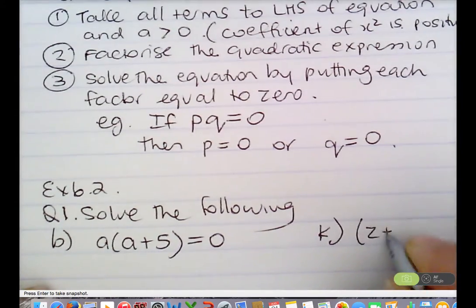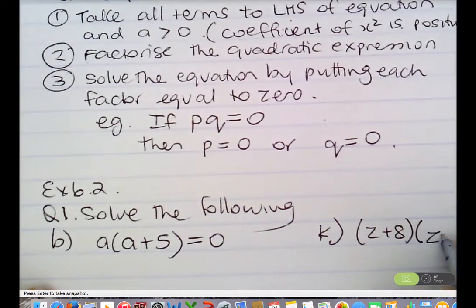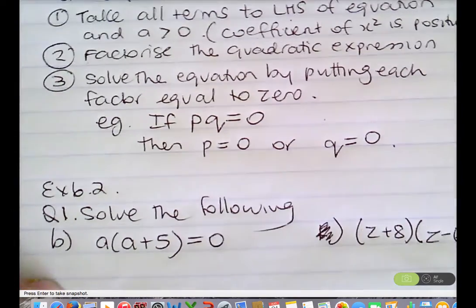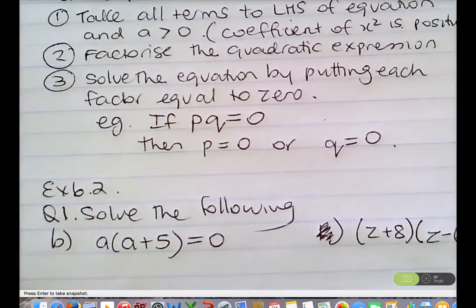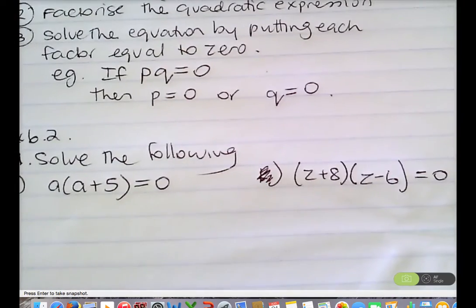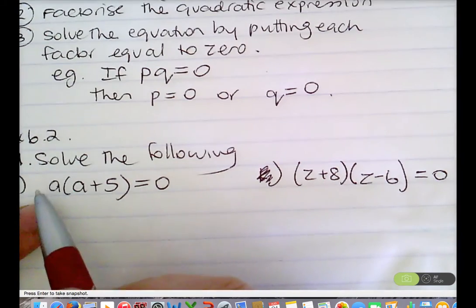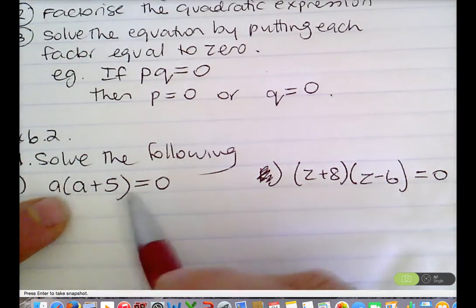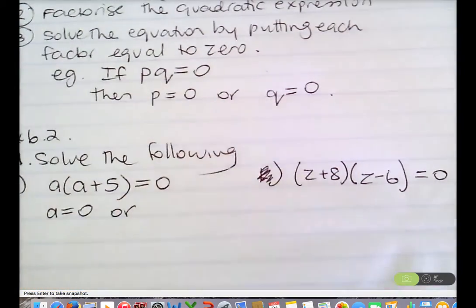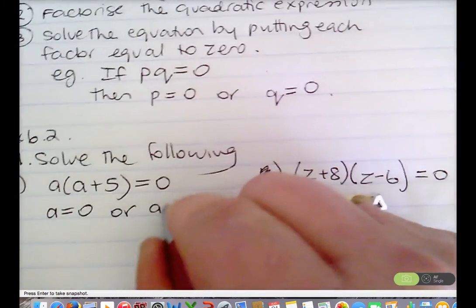Girls, it doesn't matter that they're not x's. They can be, I'll do 1 plus. That's not actually k, I've changed it. There's just another example. Okay, let's get started. No, we don't expand. Already step 1 and 2 are done here already. I'm only practicing step 3 at the moment. If a times a plus 5 is 0, then either the a is 0 or a plus 5 is 0.